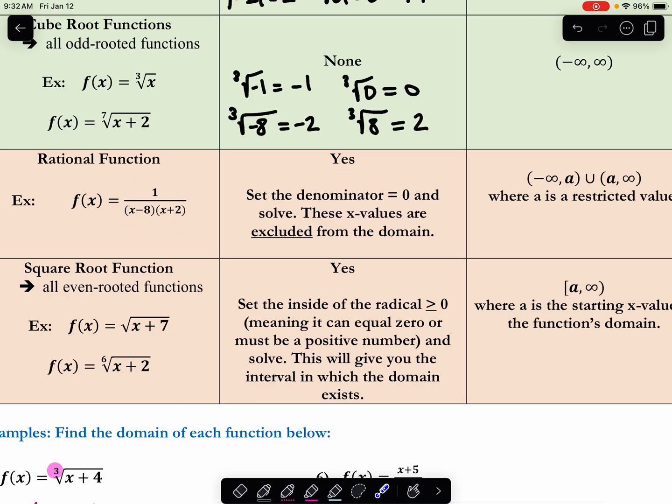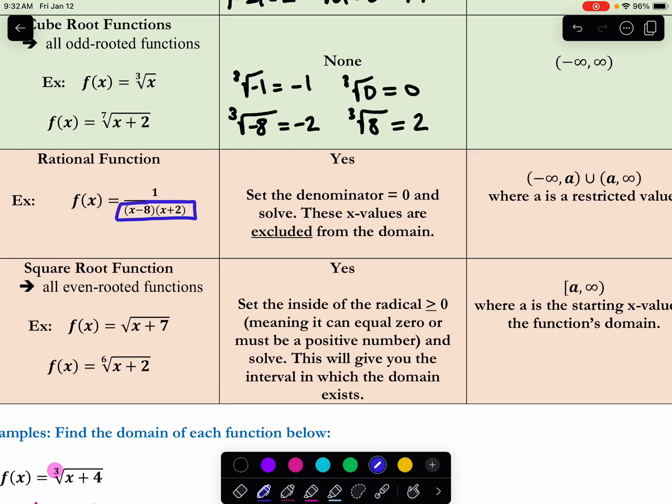So rational functions, their restrictions are that the denominator cannot equal 0, right? We can't divide by 0. So how we find the restriction is we set the denominator equal to 0 and solve, and these are the x values that are excluded from the domain, okay? So like in this case, x could not equal positive 8 and negative 2. If we set x minus 8 equal to 0, you get 8. x plus 2 equals 0 gives negative 2. These would not be included in the domain.